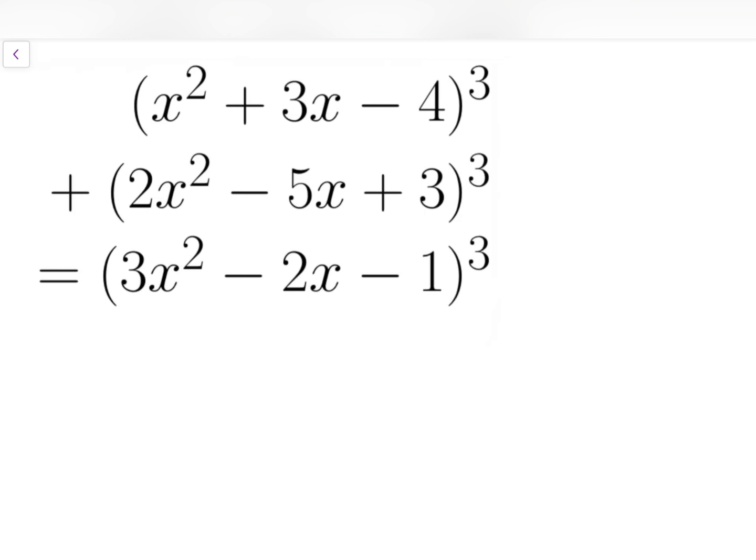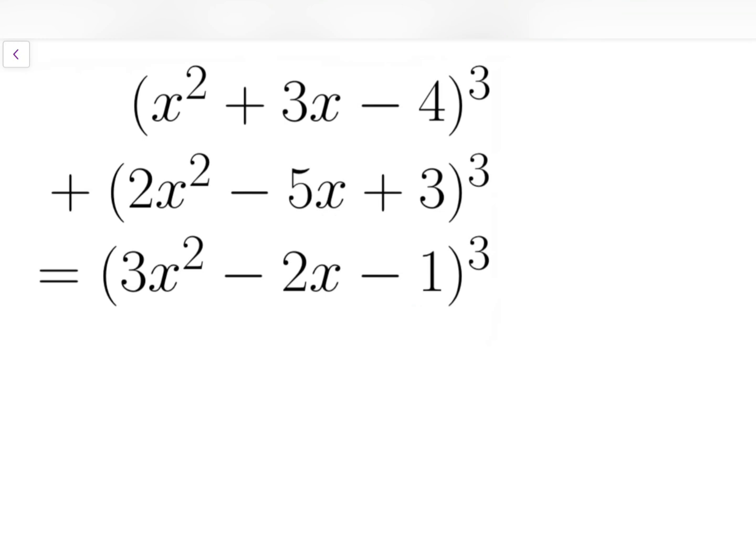There is actually a reason for me to arrange these expressions in this way. It's because we can observe that if we add the x squared terms, then we'll have the sum at the right. If I add the x terms, 3x and minus 5x together, then we'll have minus 2x at the right side. And for the constant term, it behaves the same way. Minus 4 plus 3 equals minus 1.